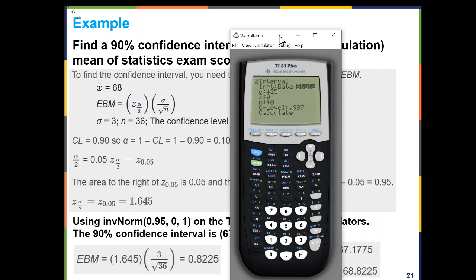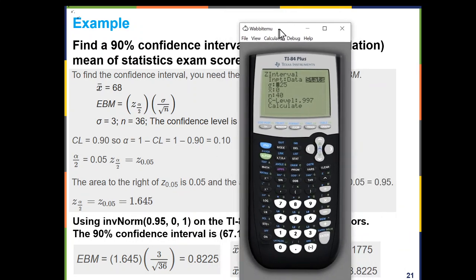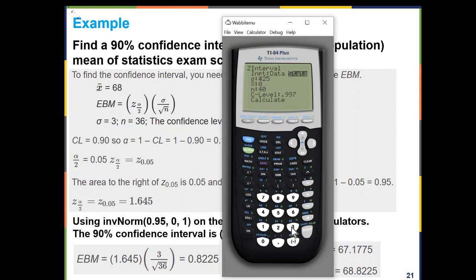Okay, so we have statistics here, so we're going to pick statistics. And then what is the sigma of the population? Well, remember the sigma of the population was 3, so we put 3 there. And what is the x bar from the sample? Then remember that was 68. And what's the sample size? 36. And what is the confidence level that we want? 0.90, right?